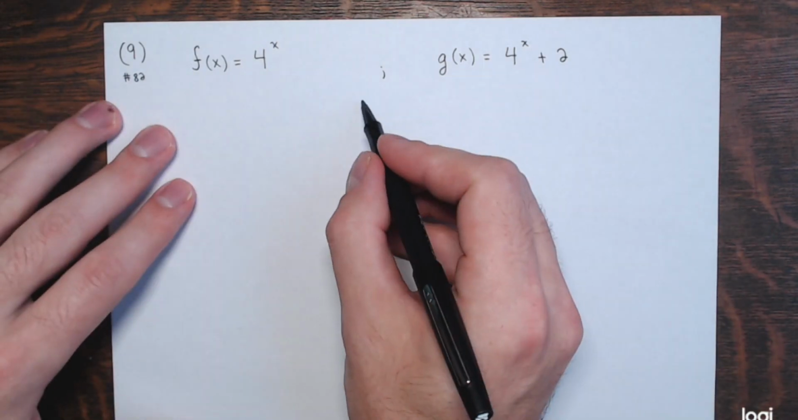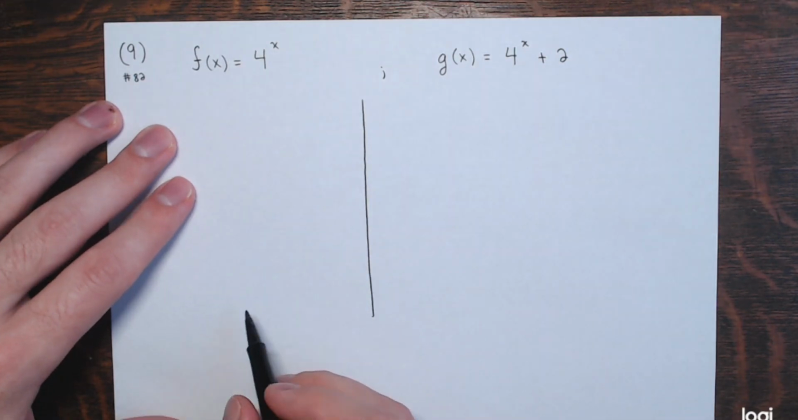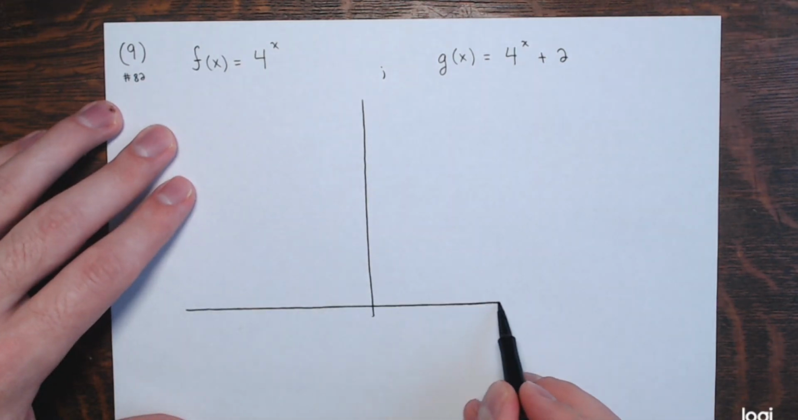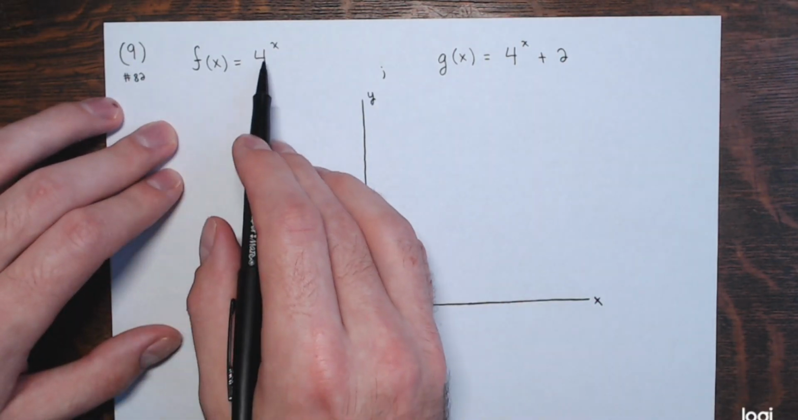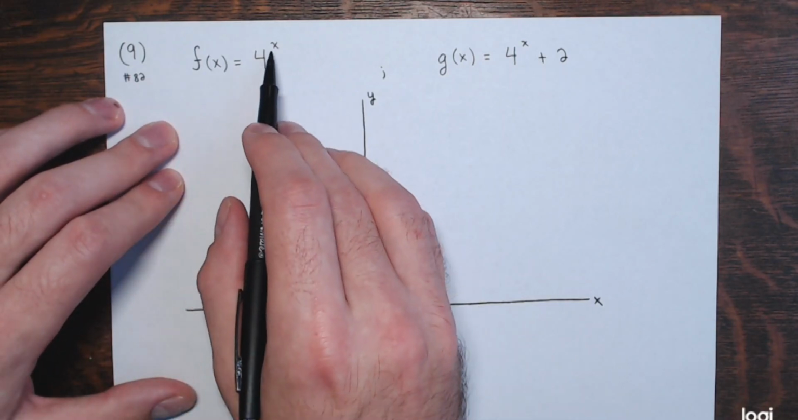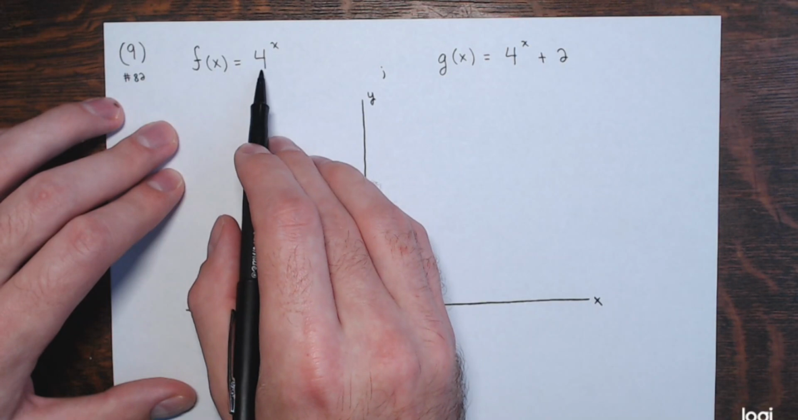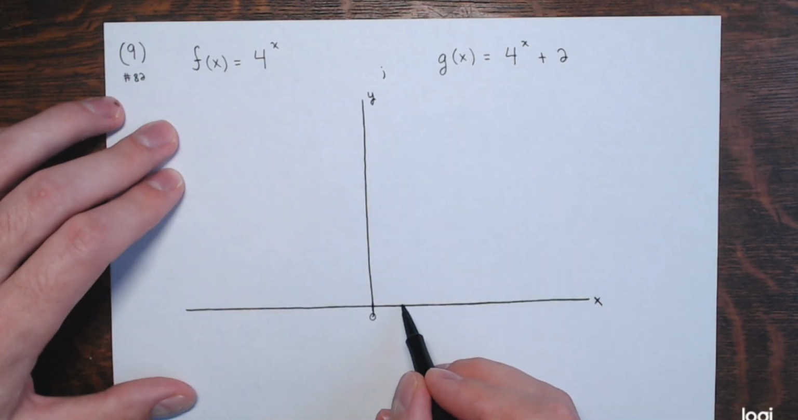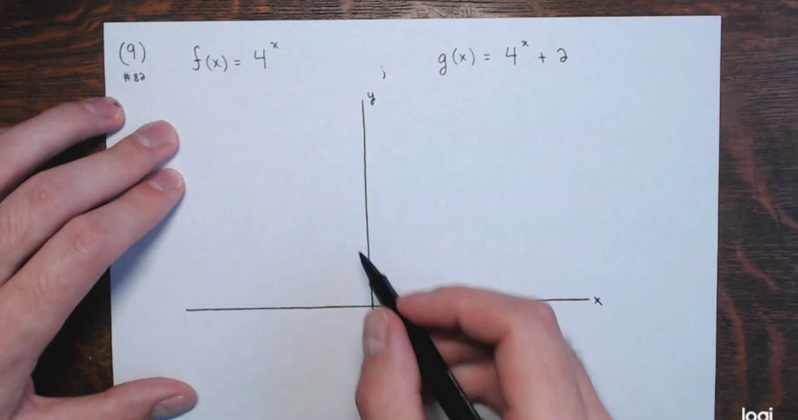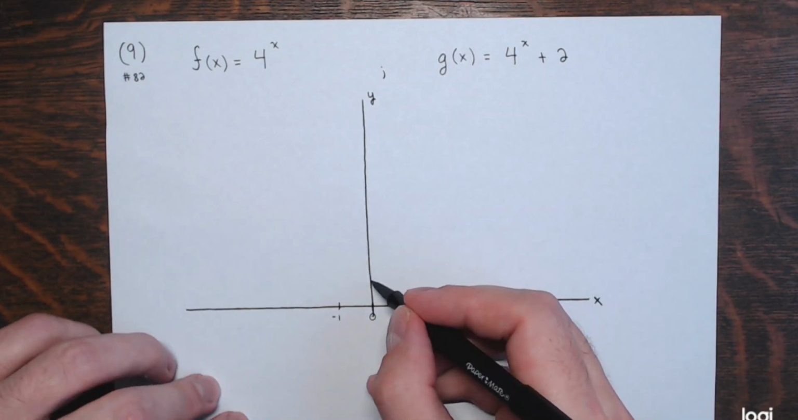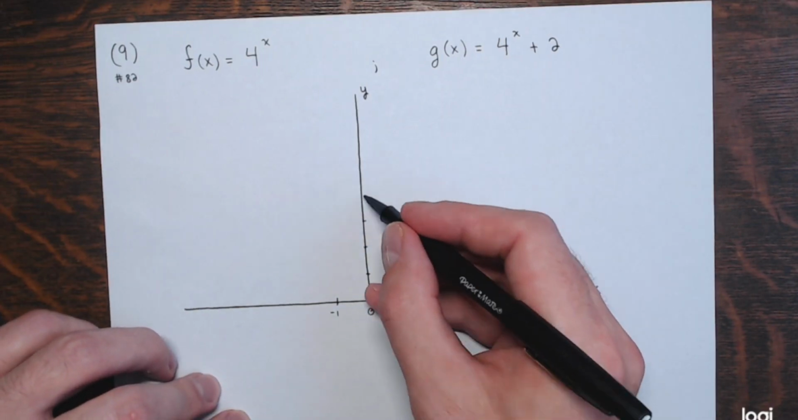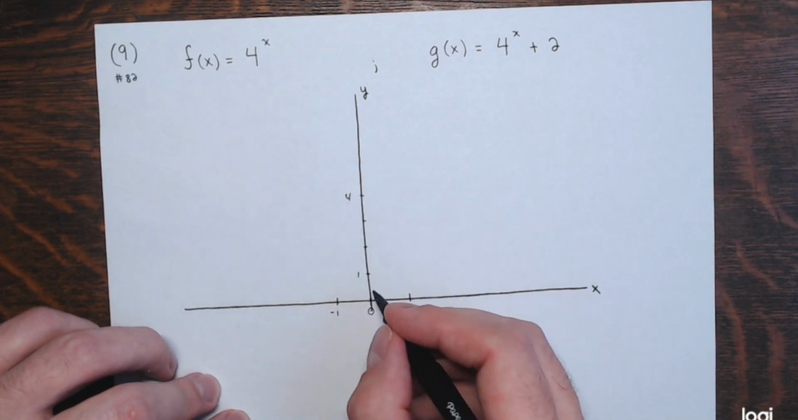Alright, so same instructions, right? We're asked to graph both of these on the same set of axes. Now f of x equals 4 to the x. That's the basic b to the x, where the base is bigger than 1. So I'm going to plug in the usual 0. Actually, just because I don't want to go 4 squared is 16, I don't want to put in 16 units here, I'm just going to go 0, 1, and negative 1, because you should know how these look now. And then 1, 2, 3, 4. And then here's 1/4.